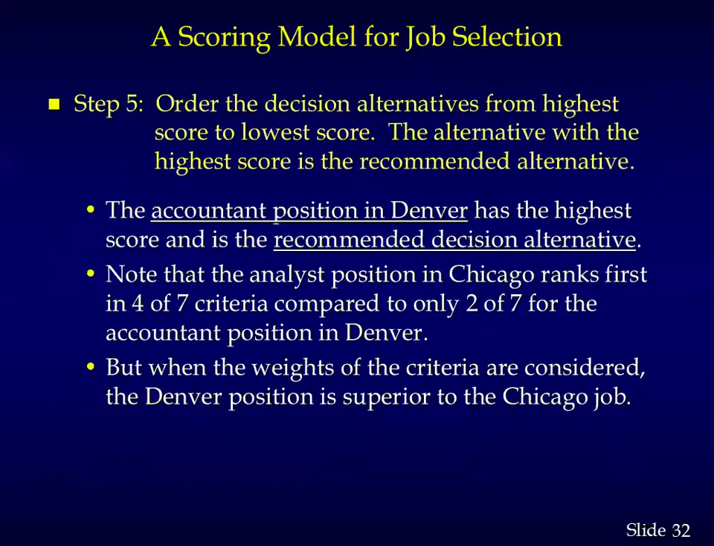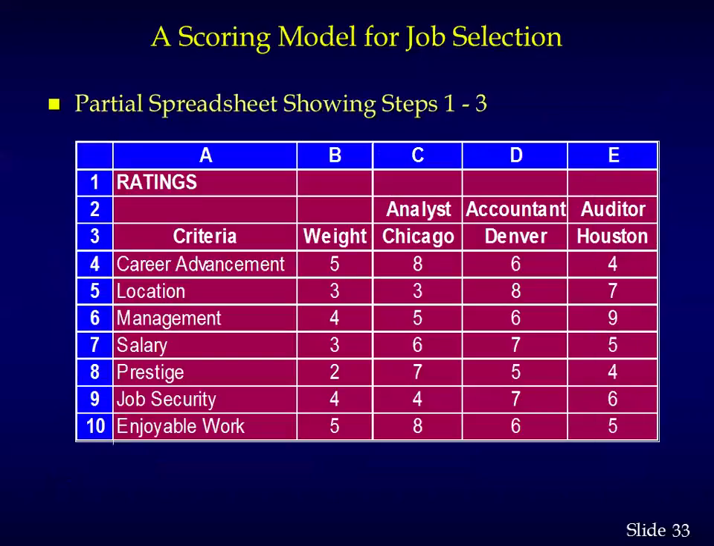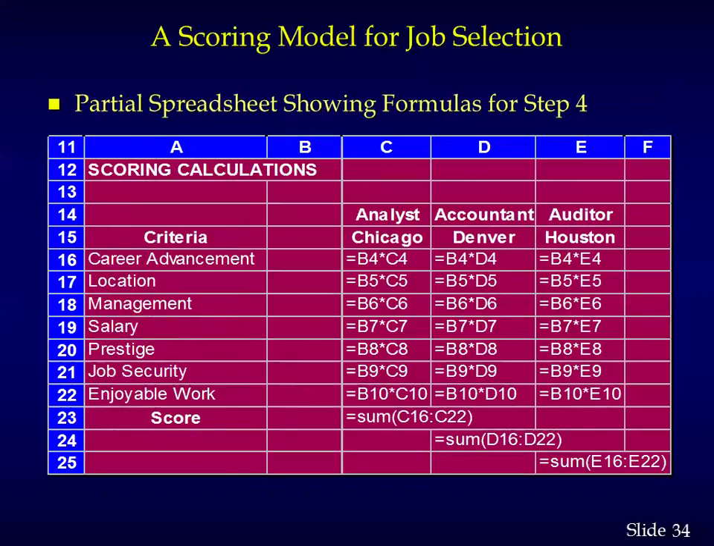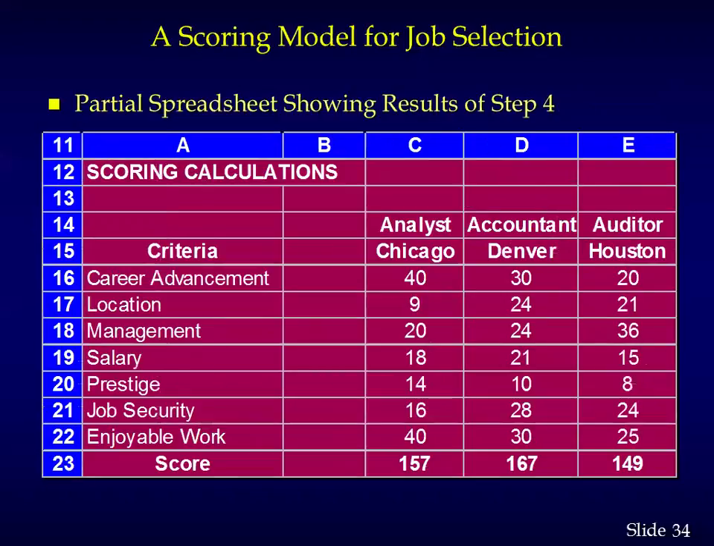So the accountant position in Denver has the highest score, and is the recommended decision alternative. The analyst position in Chicago ranks first in 4 of the 7 criteria, compared to only 2 of 7 for the accountant position. But after looking at the weights, the Denver position is superior. And of course it's a sum product, just the SUMPRODUCT which we use in Excel.